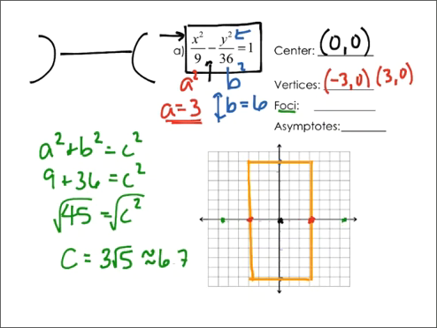Now, in order to make the curve, I need asymptotes. Oops, I forgot to list where those foci are. The focus on the left is at -3 radical 5, 0. And the one on the right is at +3 radical 5, 0. Now to make these asymptotes, you start at the center, and you're going to go up to one corner of the rectangle you made, and you're going to go down to the other corner. So what I need to do first is find the equation of that line.